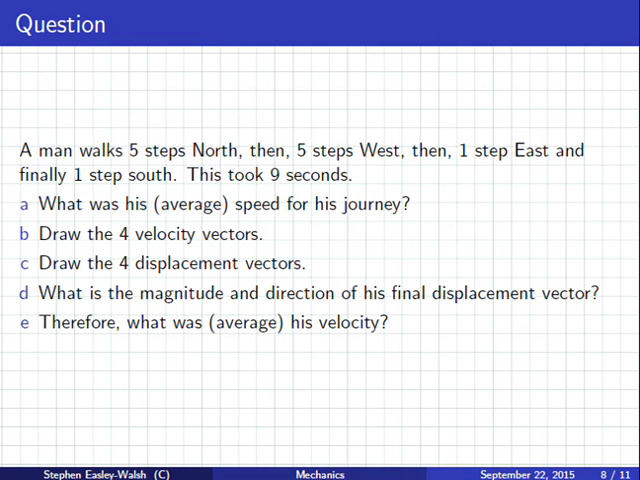Now, I want to give you 1 or 2 minutes first to try and do D by yourself. What I want to know is the magnitude. What does magnitude mean? It means the size, and the direction of the last displacement vector. Tell me the magnitude and direction of this vector. So I want you to try, then I'll do it. So please try D.